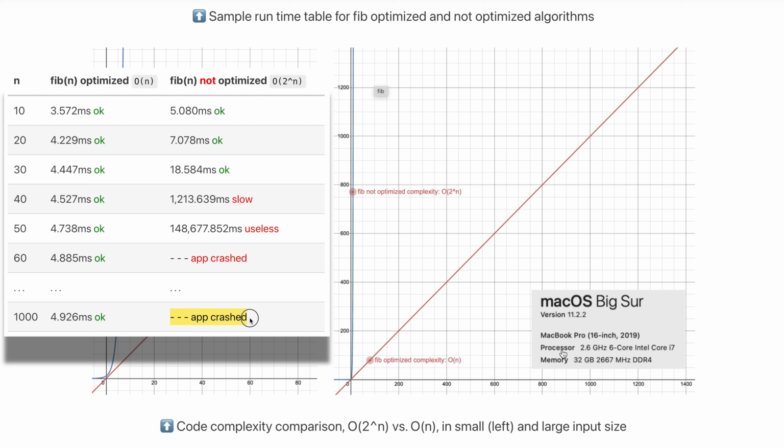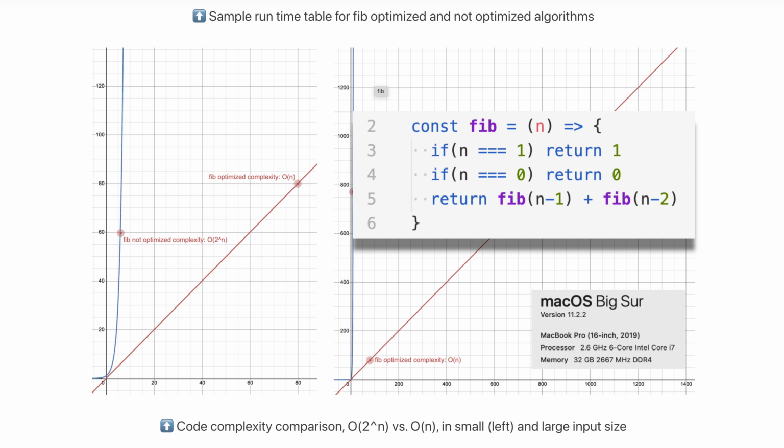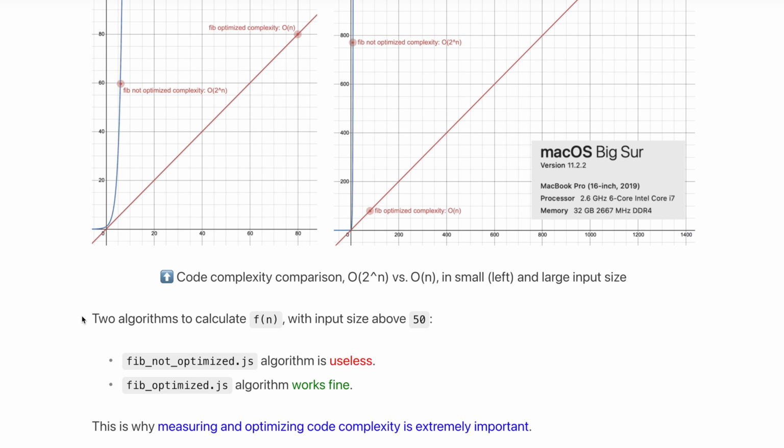Even on a decently fast computer like this one with 6 cores and 32 GB of RAM, the application crashes on only 6 lines of code. In summary, we have two algorithms to calculate a Fibonacci number at position n. With position 50 and above, the not optimized algorithm is useless, whereas the optimized algorithm works fine. This is why measuring and optimizing code complexity is extremely important.